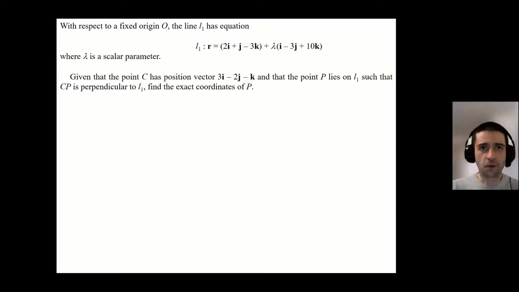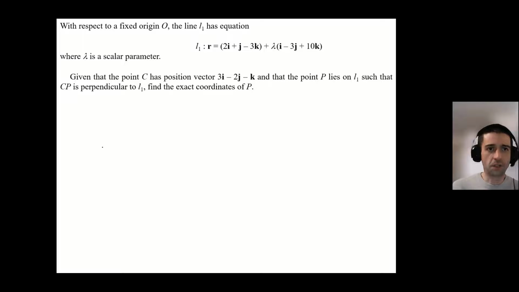With respect to a fixed origin O, the line L1 has equation r equals 2i plus j minus 3k plus lambda (i minus 3j plus 10k). We're given that the point C has position vector 3i minus 2j minus k, and that the point P lies on L1 such that CP is perpendicular to L1.